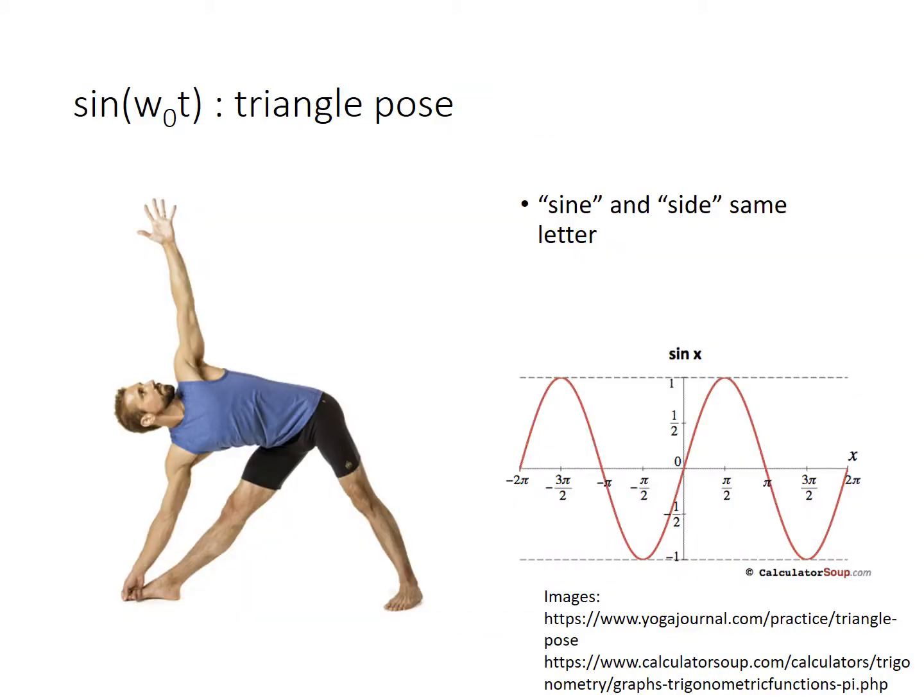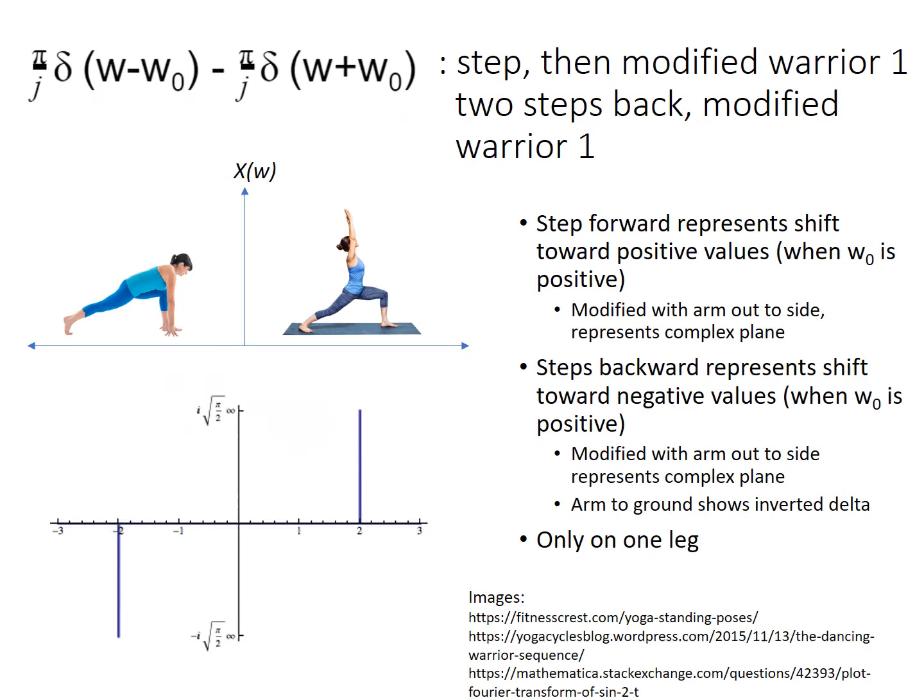So a triangle pose represents sine. You can remember it because sine and side sound pretty similar. And the shifted deltas are represented by modified warrior 1 poses. They're similar to the regular delta, however in the negative plane you'll have one arm down to represent that the delta is inverted, and you'll keep one arm to the side for both poses to represent the complex.